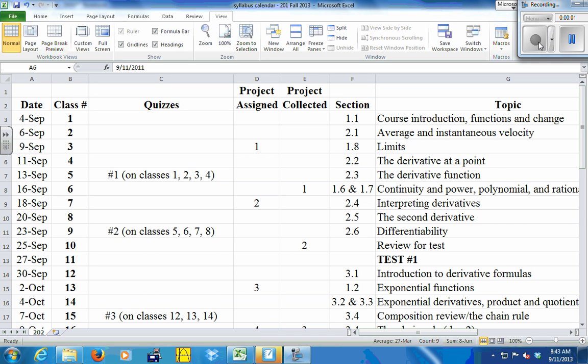So I just want to point out that next class, Friday, is our first quiz. It's going to cover classes 1 through 4, so everything up through today. And again, Project 1 has officially been assigned. It's posted in Moodle, and it's due a week from Monday. It's due this upcoming Monday.